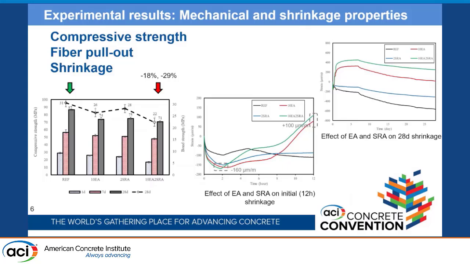However, as you see in the middle, they were so effective in reducing the shrinkage. Initially, within 10 hours, they eliminated shrinkage, and even after 12 hours, 100 microstrain shrinkage was obtained. After 28 days, some mixtures, those including the expansive agent, were still in slight expansion, and overall, I observed a very significant effect of these materials on shrinkage.